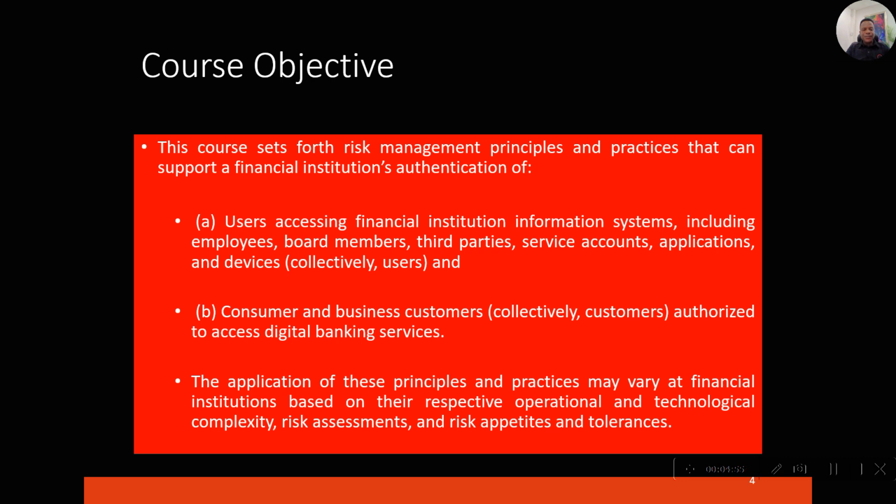As we talk about the objective of this course, it sets out risk management principles and practices that can support a financial institution's authentication. All the various principles, practices, and controls that can help support a financial institution's authentication is what this course is going to drive at, and it covers the following areas: authentication of users accessing the financial institution's information system, including employees, board members, third-party service providers, service accounts, applications, and devices.